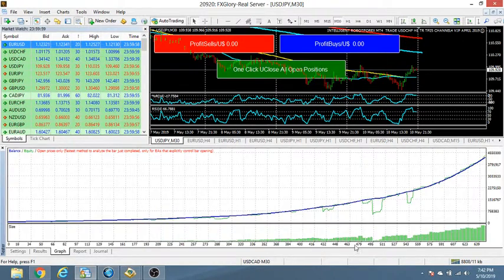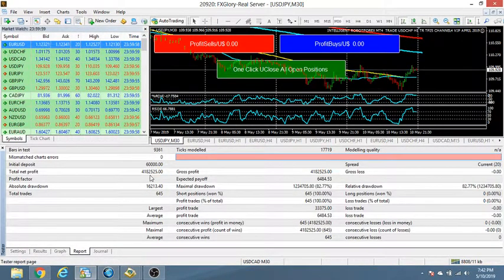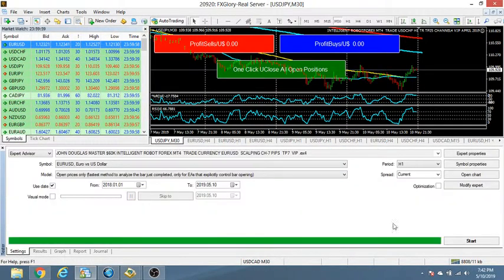Look at that. This is the graph, and this is the output. The initial deposit here is 60K, and the total net profit here is $4.1 million. The total number of trades is 645. So that's how you start and enter the ratio trade adjustment.